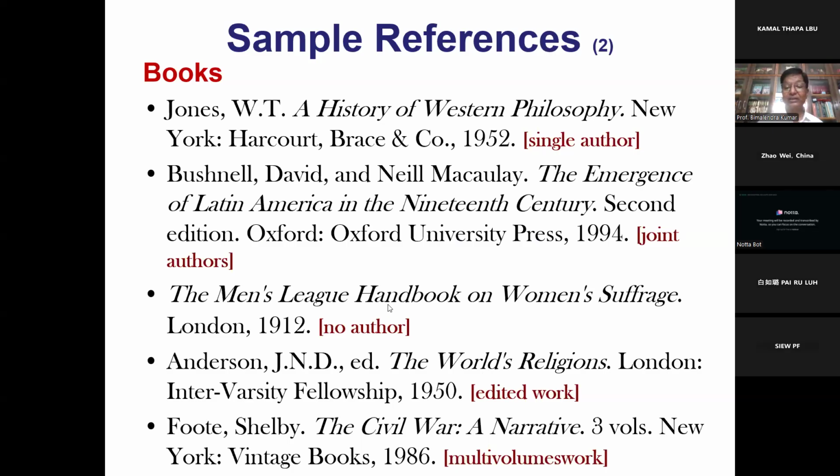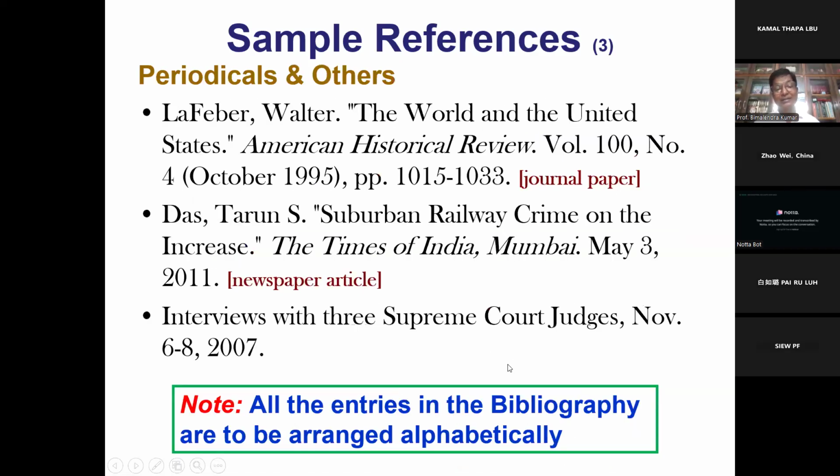So joint authors can also be given. In the case of a single author, only the name is given, always single. In the case of periodicals and others, there will be something like Indian Historical Review or American Historical Review. Then the periodicals, how they can be quoted by a researcher. So this is the style of bibliography.